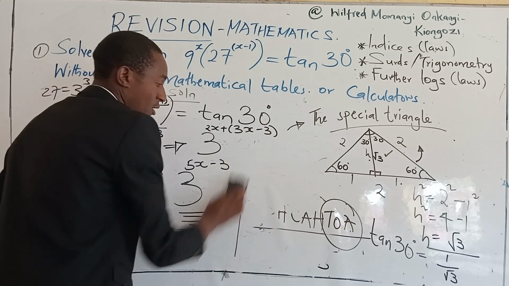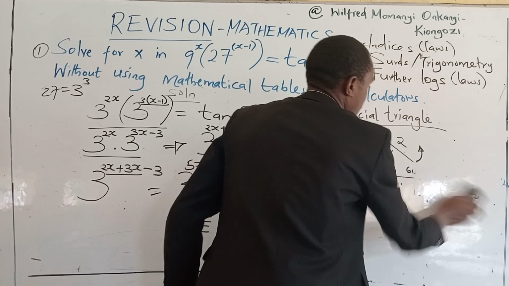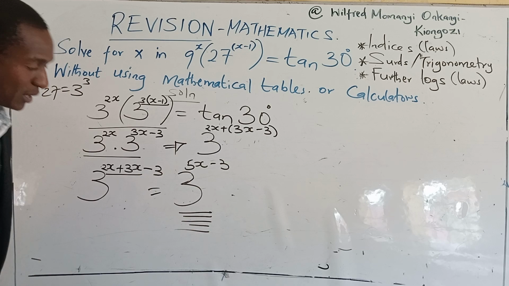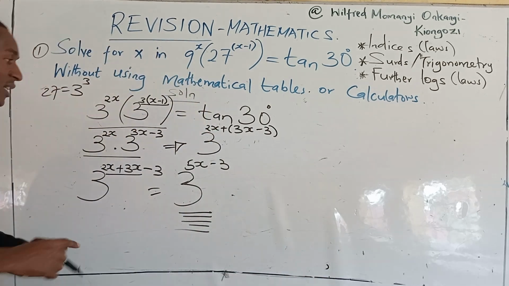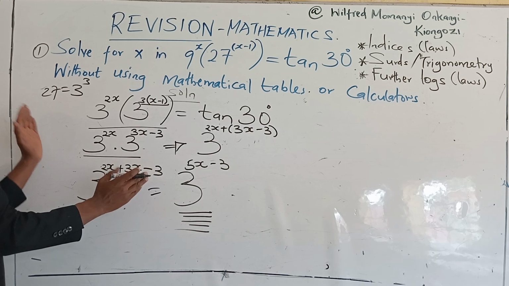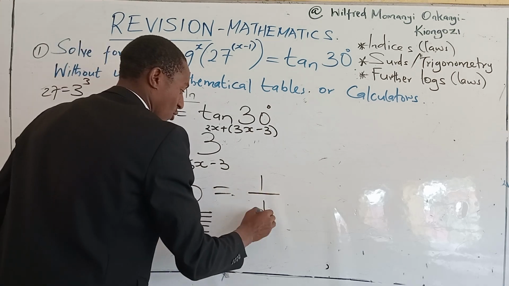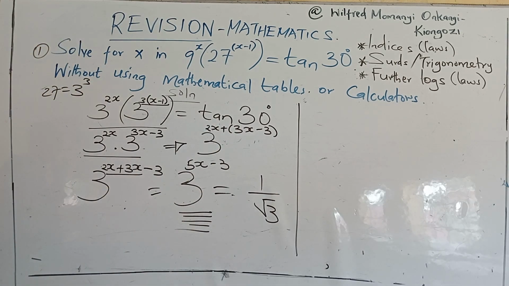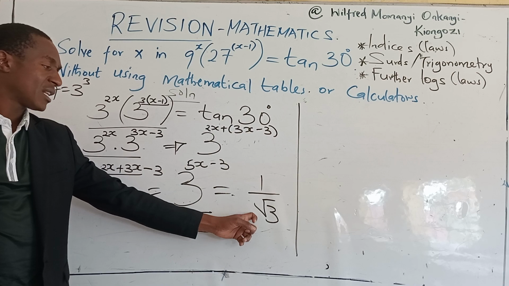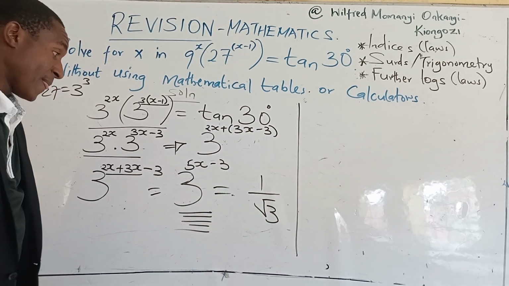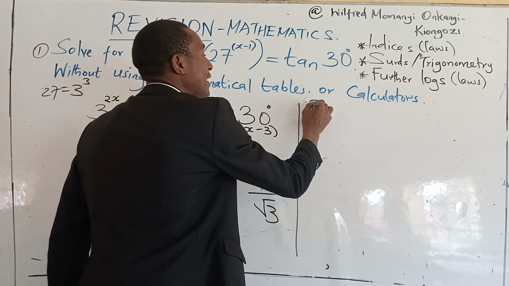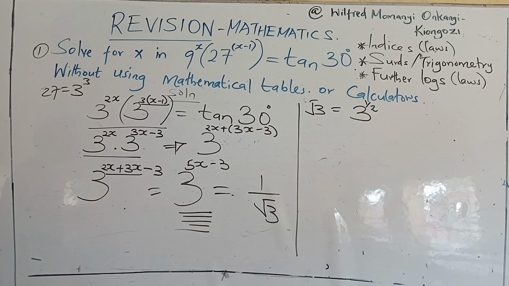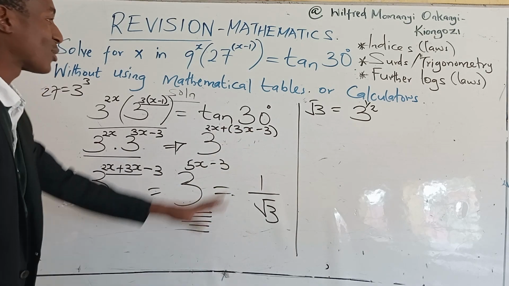Tan 30 is 1 over root 3. So we have done the left hand side, which is equal to 1 over root 3. So we can continue with the laws of indices now. We can still do some little adjustments on root 3. Root 3 is like 3 raised to a half. Very good. The square root of 3 is like 3 raised to a half. So we have sorted that one again.